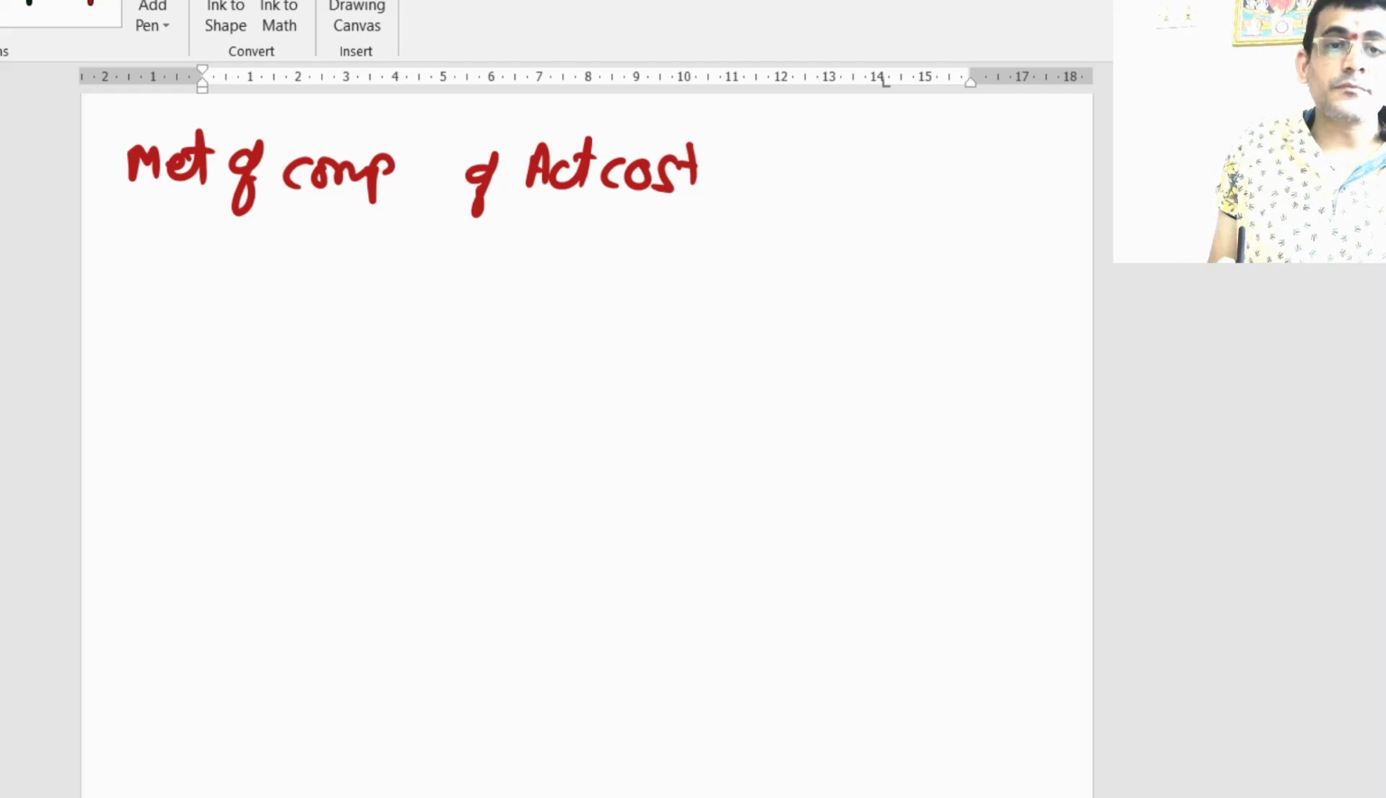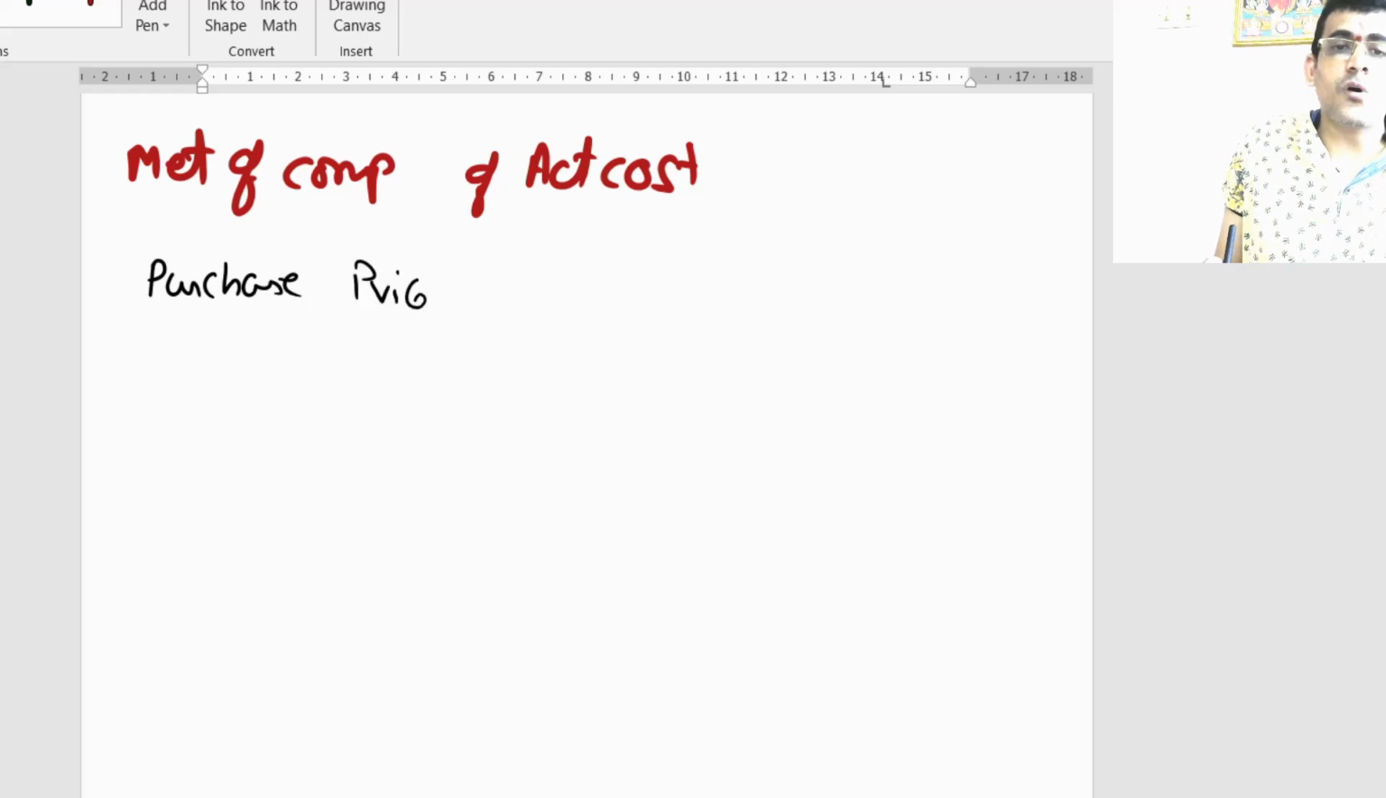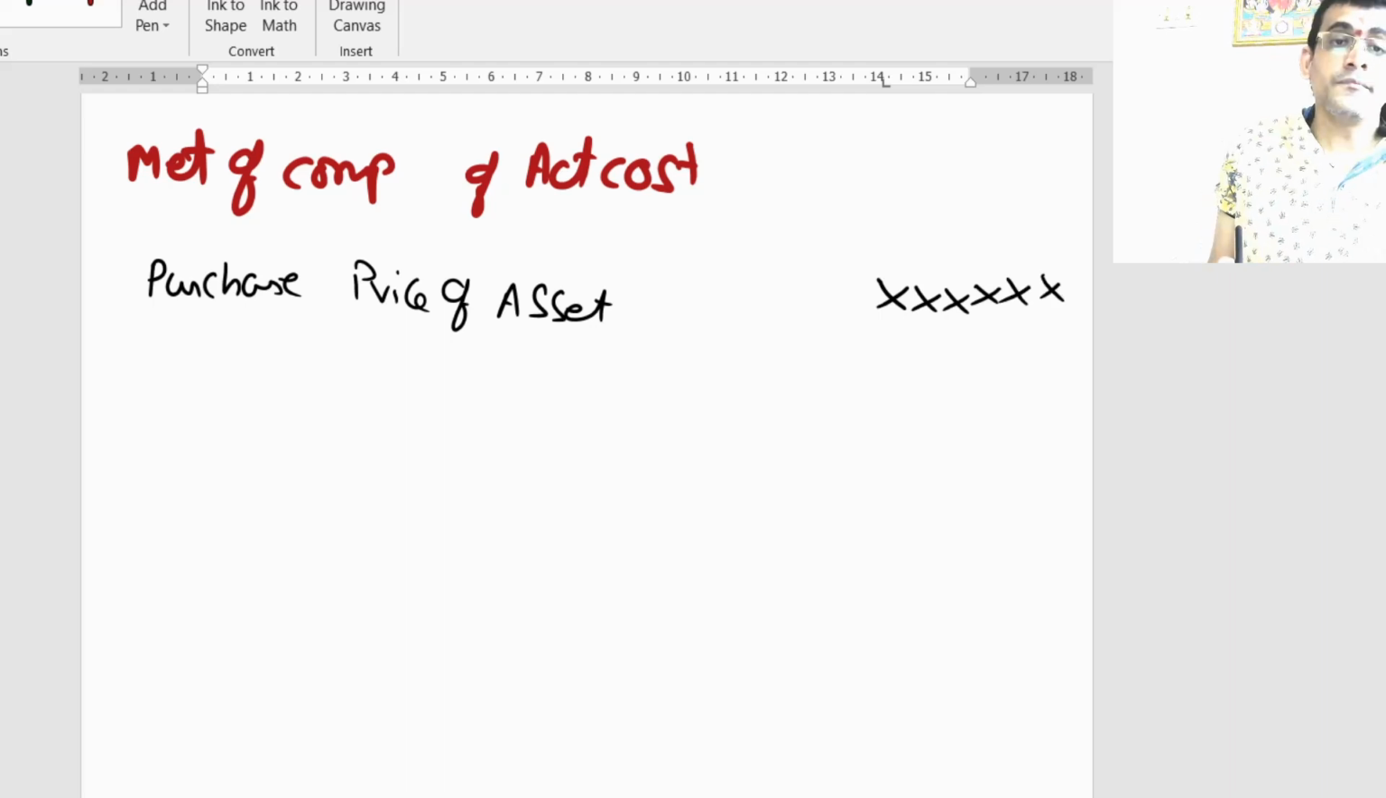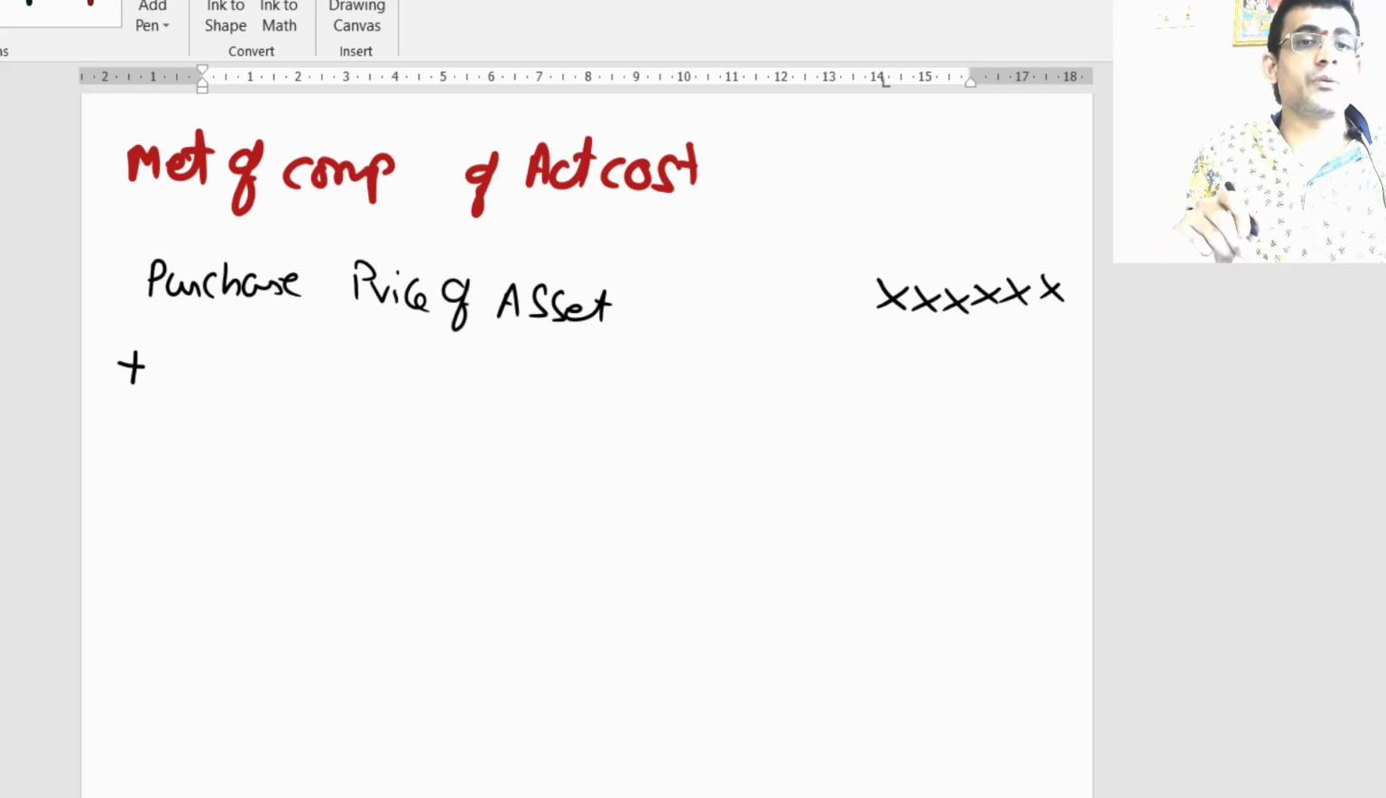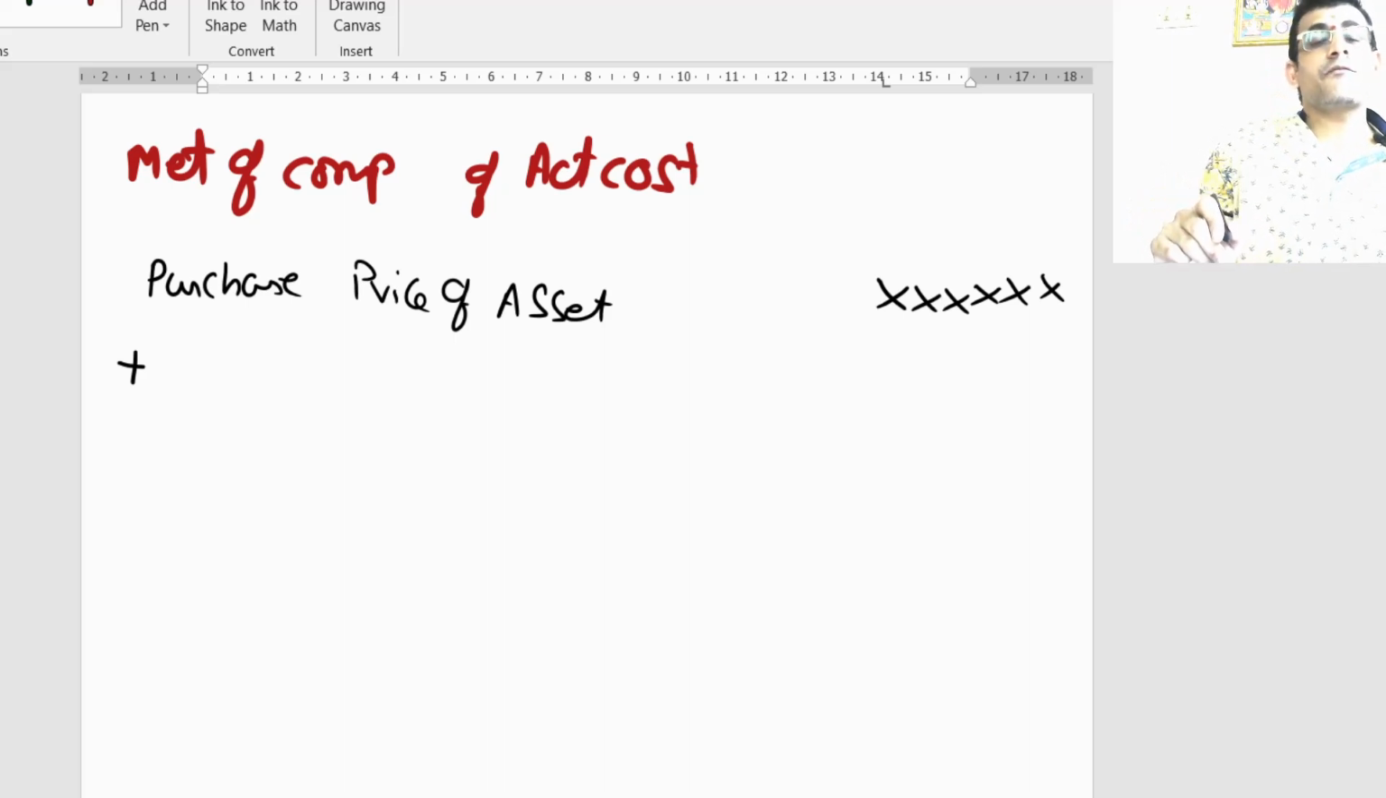Now let us see. The first one, take your purchase price. Whatever price you are paying to the supplier, that is what is called your purchase price of the asset. You have to consider that. To this, I need to add something and reduce something. What will I add? Same as AS 10: any expenses attributable to bring the asset to the present location and to make it suitable for usage, I need to add.